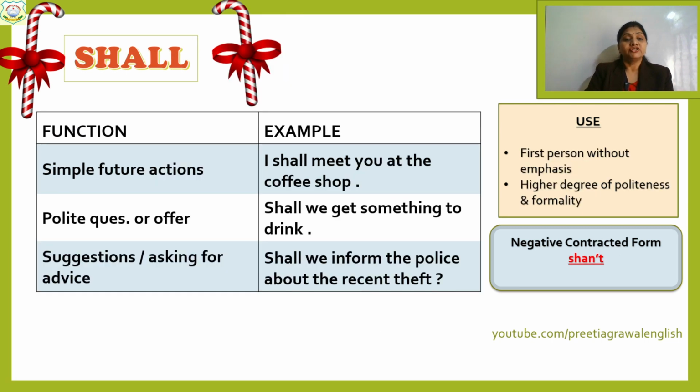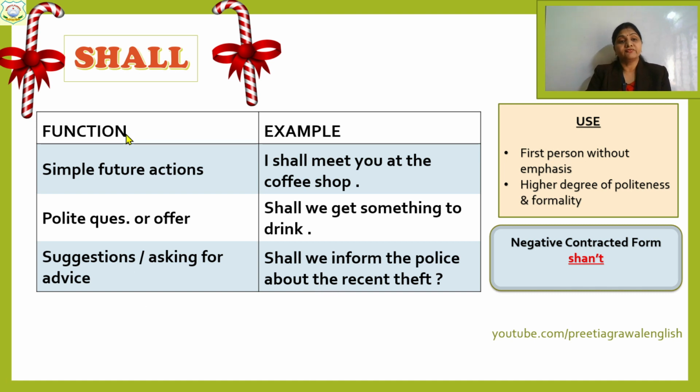Now shall. Shall is used for simple future actions. I shall meet you at the coffee shop. For polite requests or offers: Shall we get something to drink? For suggestions or for asking for advice: Shall we inform the police about the recent theft? So someone is asking for a suggestion, shall we inform.